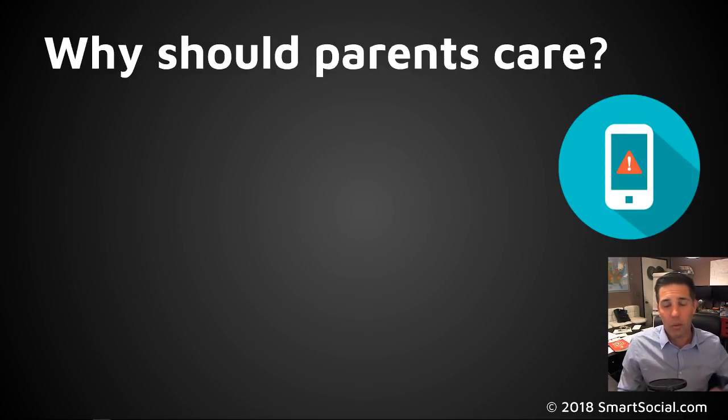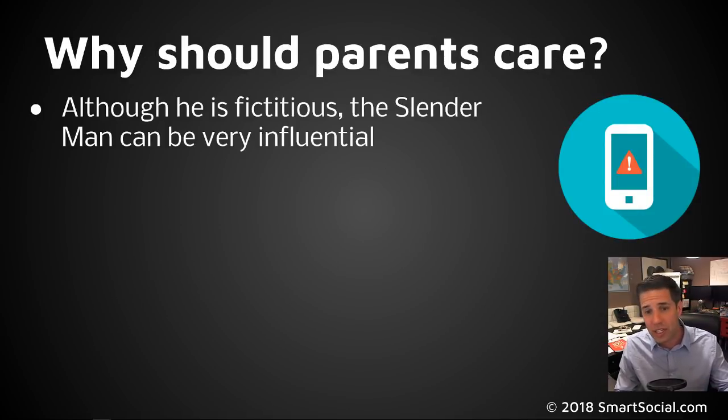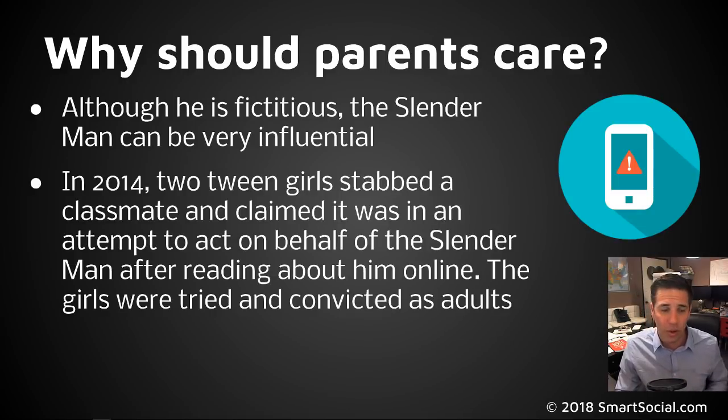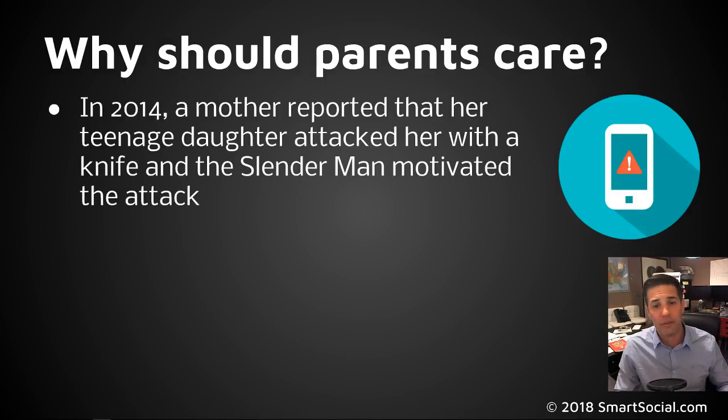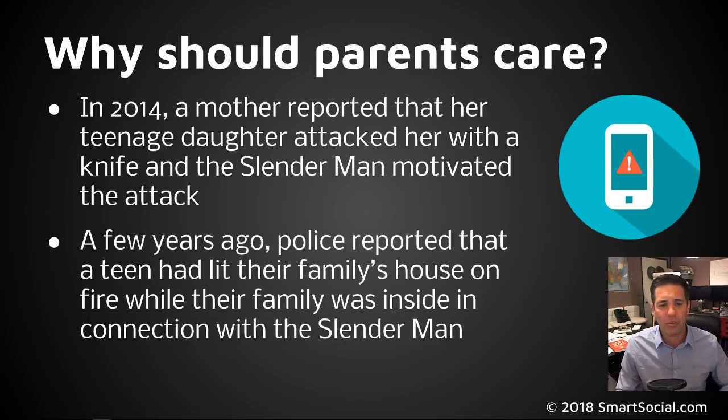All right, why should parents care? Well, although he is fictitious, the Slender Man can be very influential. You see, in 2014, as we discussed, 2 teenage girls stabbed a classmate and claimed it was an attempt to act on behalf of the Slender Man after reading about him online. The girls were tried and convicted as adults. In 2014, a mother reported that her teenage daughter attacked her with a knife, and the Slender Man motivated the attack. A few years ago, police reported that a teen had lit their family's house on fire while their family was inside, in connection with, once again, the Slender Man.